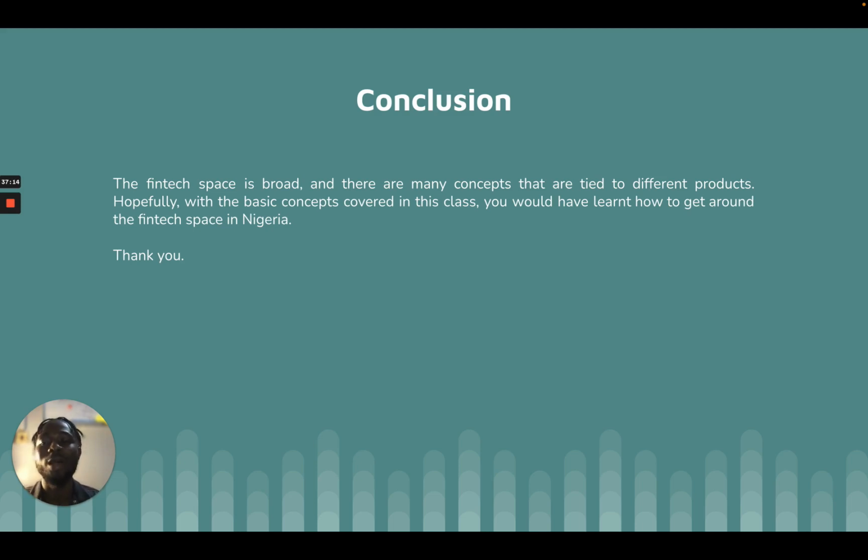Hopefully, with the basic concepts that we've covered in this course, you have learned how to get around the fintech space in Nigeria. I really hope so.